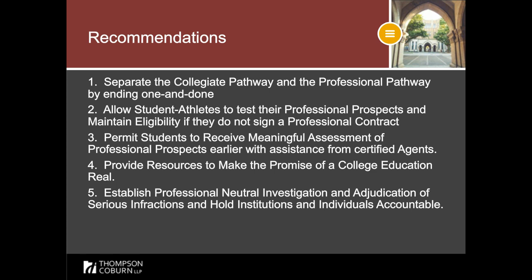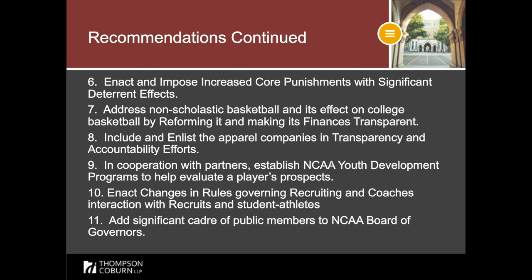They wanted to establish neutral investigation and adjudication for serious infractions and hold individuals and institutions accountable. They wanted to enact and impose increased core punishments with significant deterrent effects. In other words, they wanted to make it so that if you cheated, you had to pay a substantial price. They wanted to address non-scholastic basketball and its effect on college basketball by reforming it and making its finances transparent. They wanted to include and enlist the apparel companies in transparency and accountability efforts.